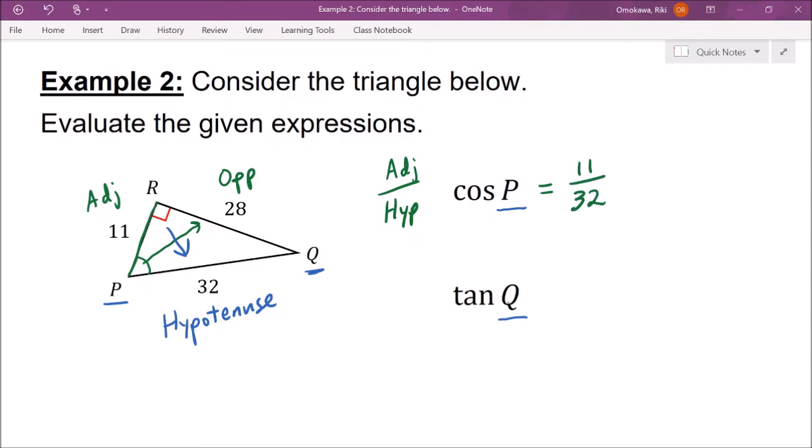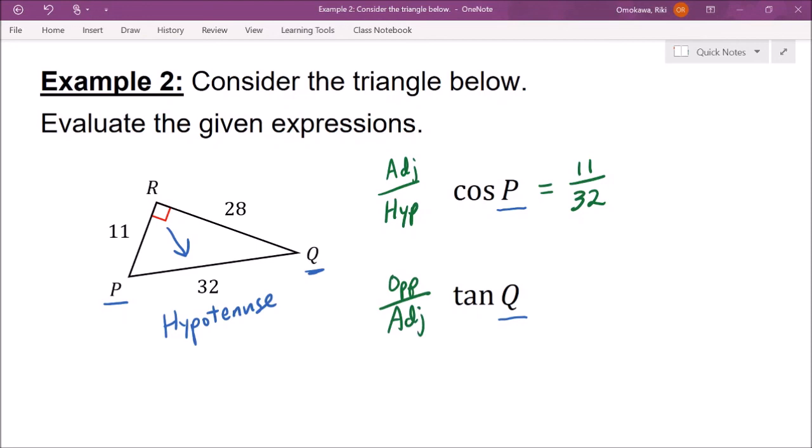But now for Q, again, Q, that's different. 28 is not opposite Q. 11 is not adjacent to Q. So for Q, we have to relabel the triangle. Let's erase the opposite, erase the adjacent, erase this, that. And now we can think about what's opposite and adjacent to Q. And by the way, what's tangent? Tangent is opposite over adjacent.